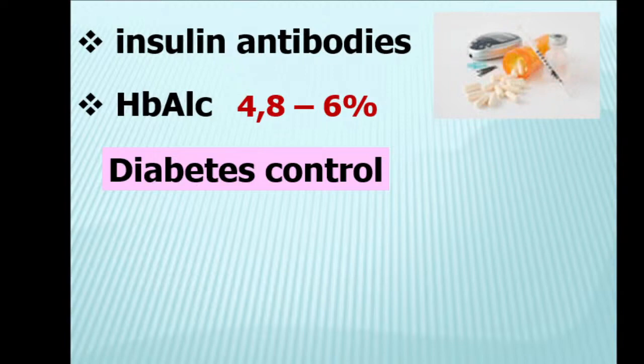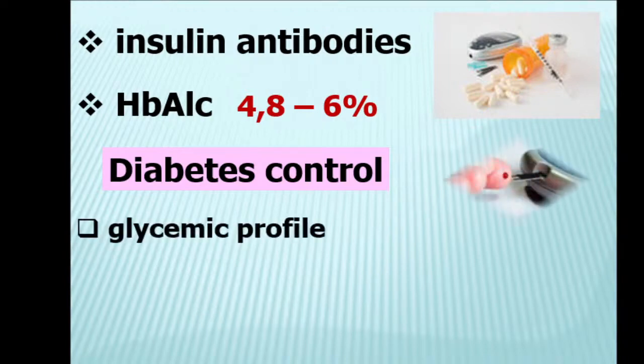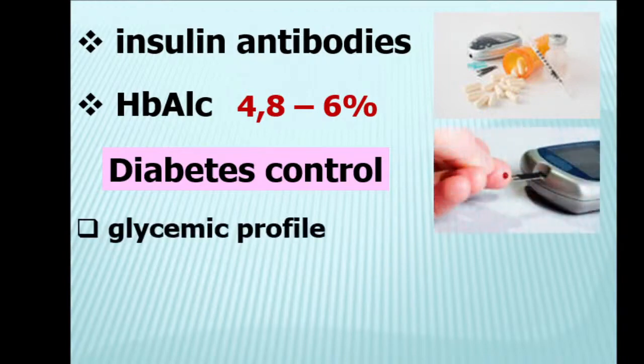Once the disease is clear, we will prescribe the patient some medicines or give some dietary and lifestyle recommendations. This patient needs to be controlled, because if the patient holds the level of blood sugar at a definite level, he will prevent acute and late complications. For control, we'll use the glycemic profile.